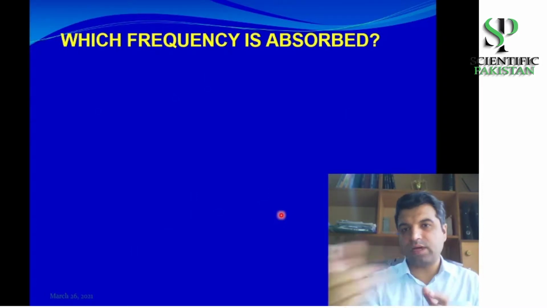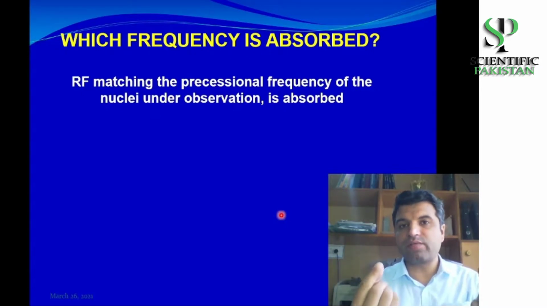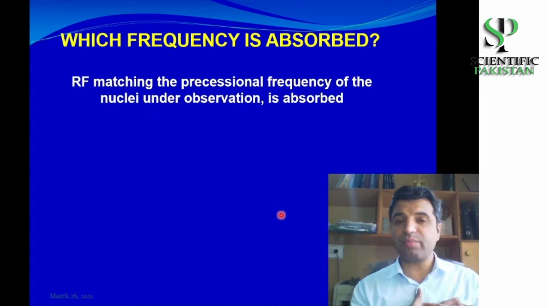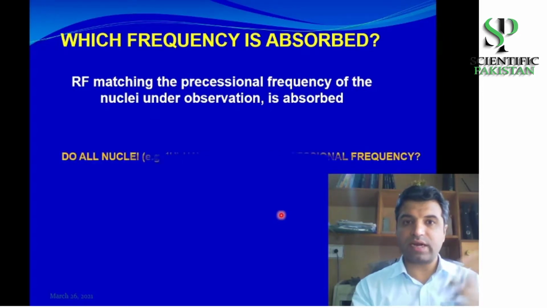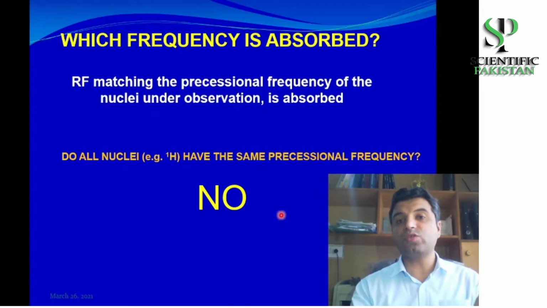So which frequency is absorbed? I told you earlier that radio frequency matching the precessional frequency of the nuclei under observation is absorbed. So we have one magnetic field, and we saw that under the same magnetic field, for example, 7.05 Tesla, the precessional frequency of proton is 300 megahertz. So will all the protons in a molecule absorb 300 megahertz? That is a question that needs to be answered. The answer is no. Not all of these protons will absorb the same frequency.